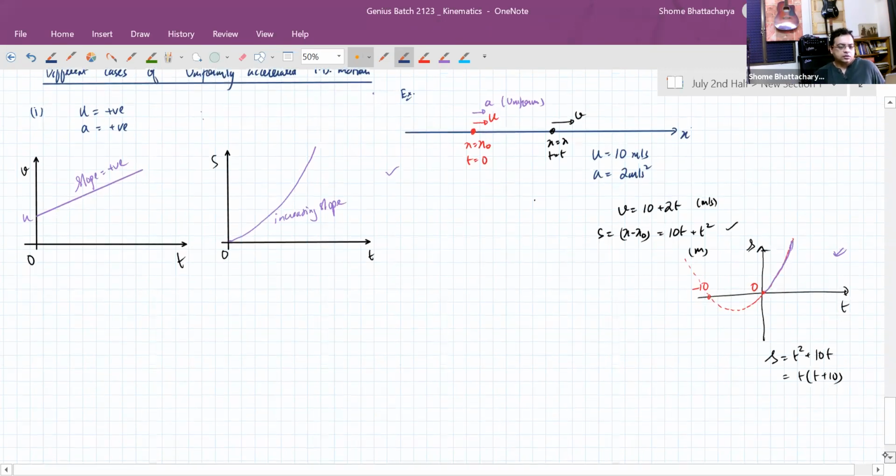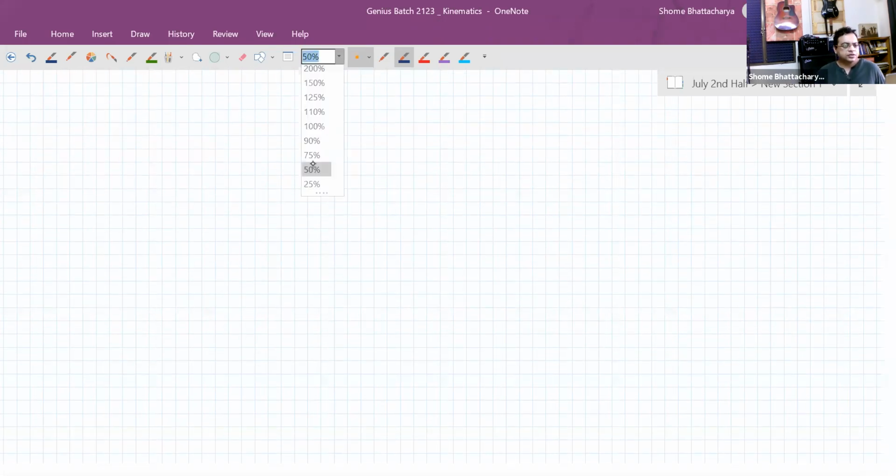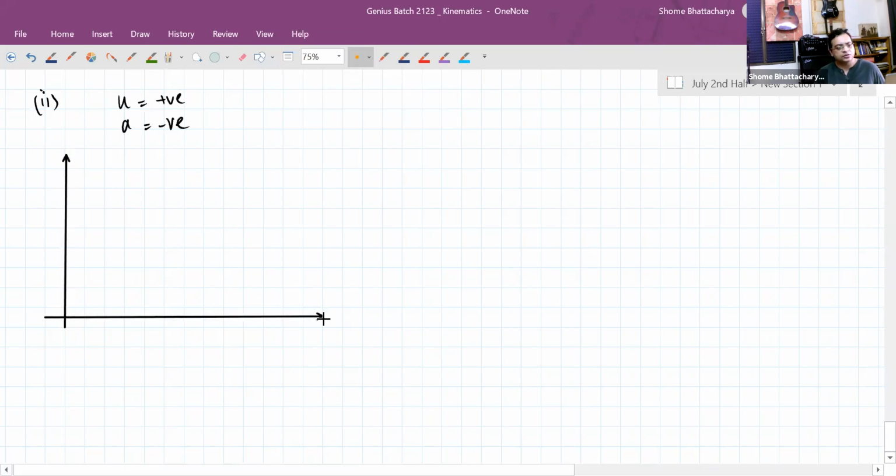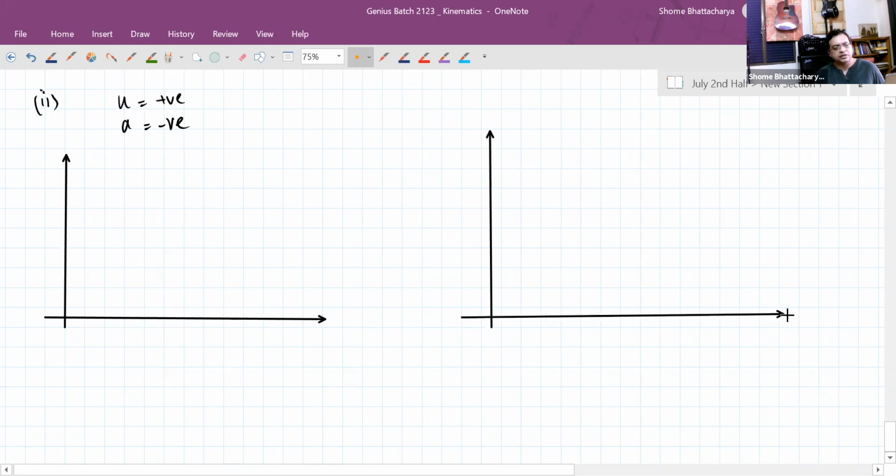Okay. Now let's come to the second case, which is a more interesting one. If A is negative, so U is positive, but A is negative. In that case, our V versus T graph will be a straight line with a negative slope. And accordingly, our S versus T graph will be a very interesting graph. It will be a parabolic graph that first rises and then decreases. It has a decreasing slope.